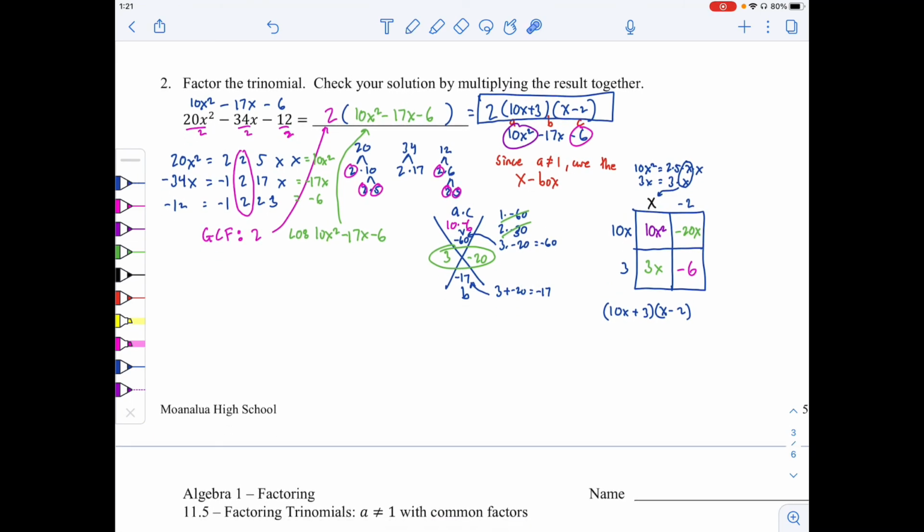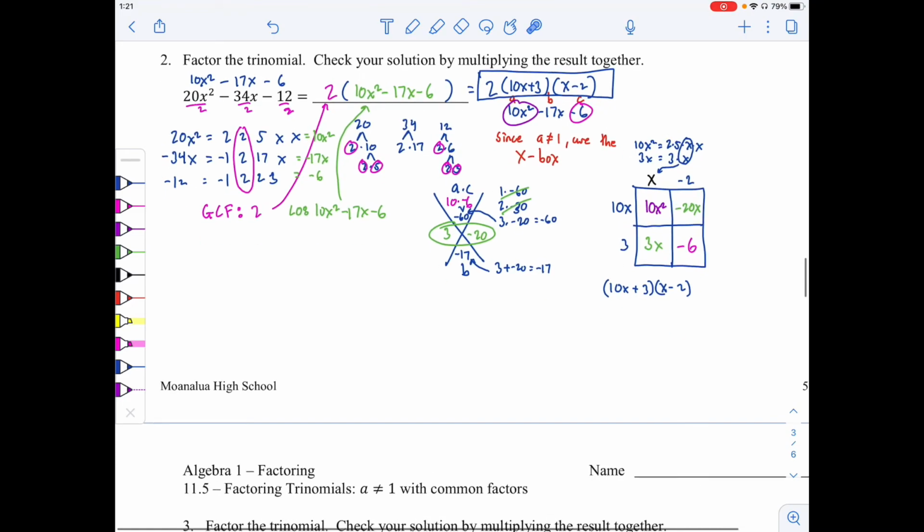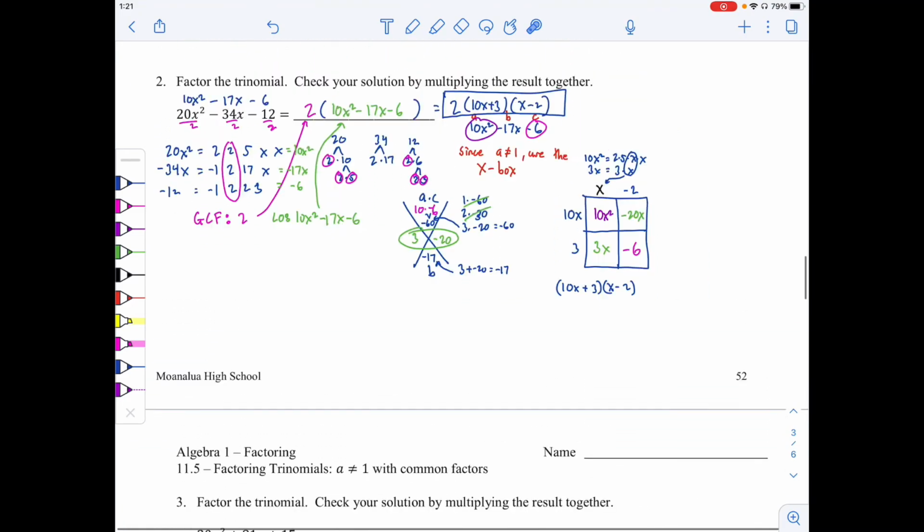All right, so this one, what you think of the GCF? Whatever's left, if your a is not equal to 1, you got to use the x box. Right, use your x, two factors, first term, last term, figure out one GCF, and then figure out the rest, and you get your factors. Okay, so let's do the last one.